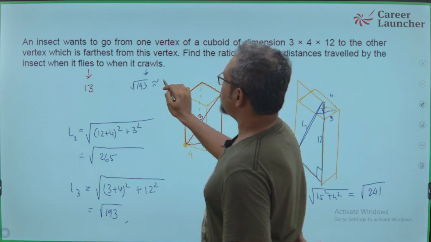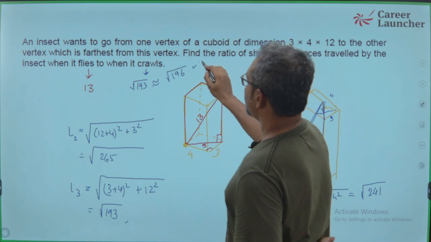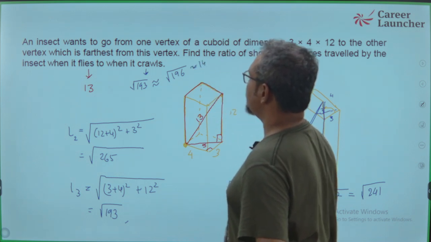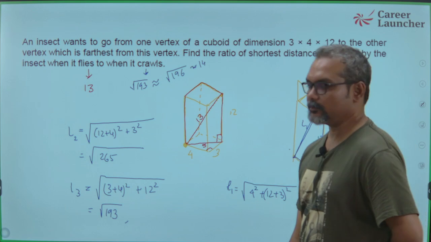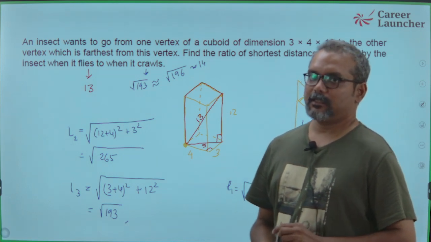That is approximately root of 196, which is 14. Just less than 14, so it will be 13.9 or 13.8 around. And we have to just take the ratio of those two. So this will be the answer to this question.